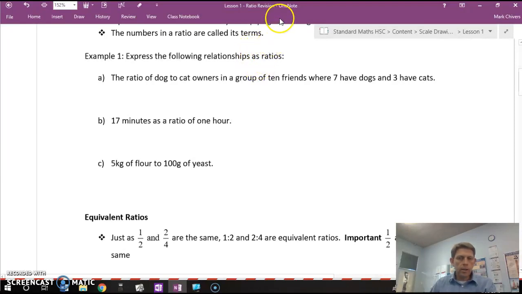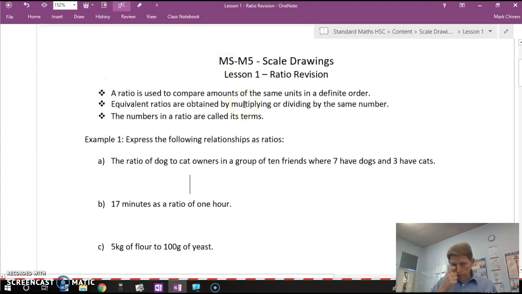Okay, so today we're starting a new topic, and the topic is scale drawings. But in order to get into scale drawings, we're going to have to do a bit of revision of ratios because they're used quite heavily in scale drawings. So the important thing to remember with ratios is that we're comparing two amounts that are in the same units. So mils with mils, or litres with litres, or kilos with kilos.